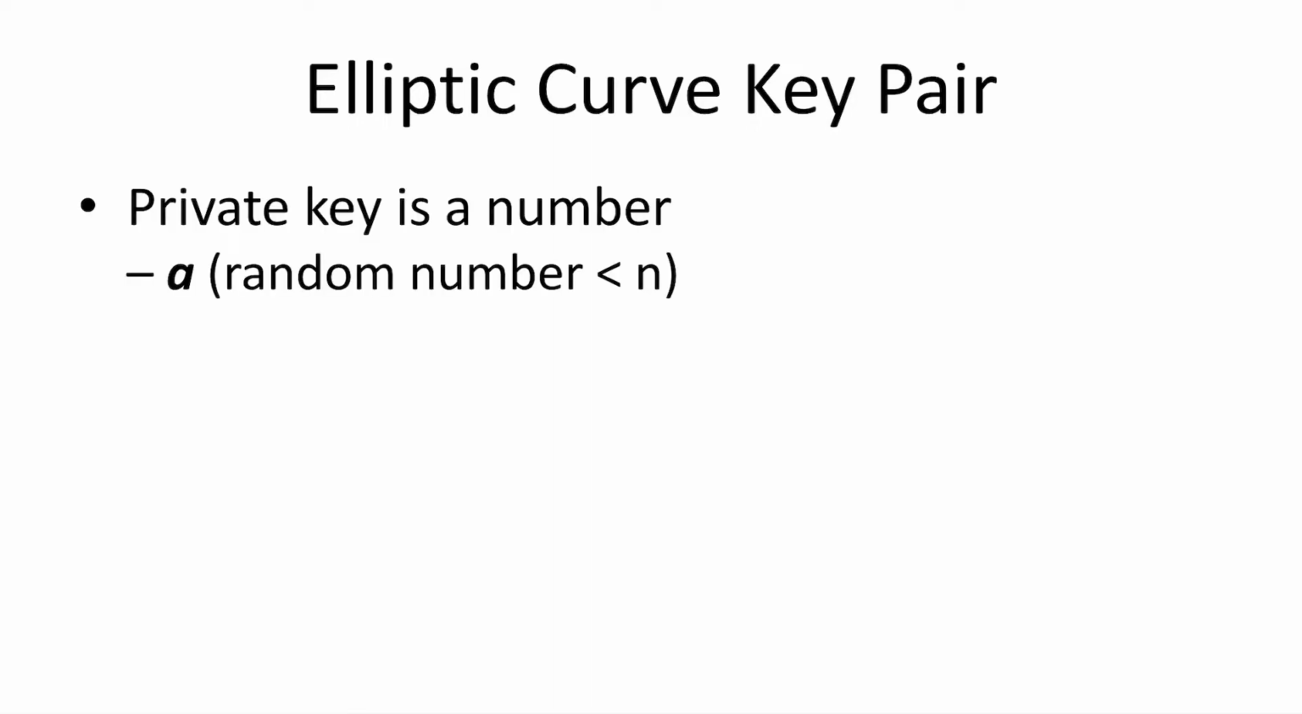In elliptic curve cryptography, the private key is always a number. It's a large random number that is less than the parameter n that we talked about a few moments ago. The private key is supposed to be kept private, just like in RSA. It's any random number that is less than the parameter n.